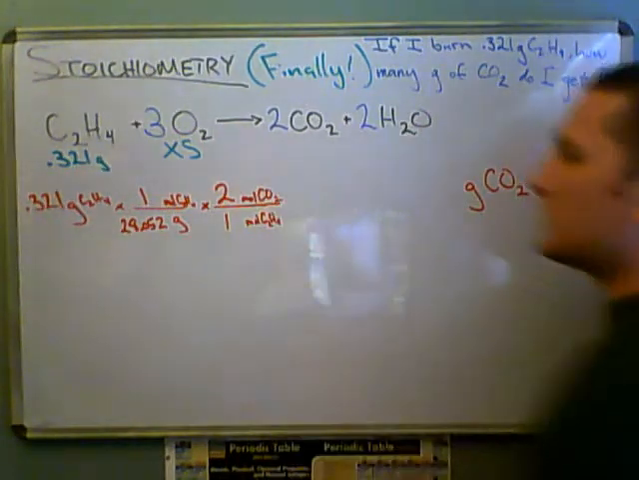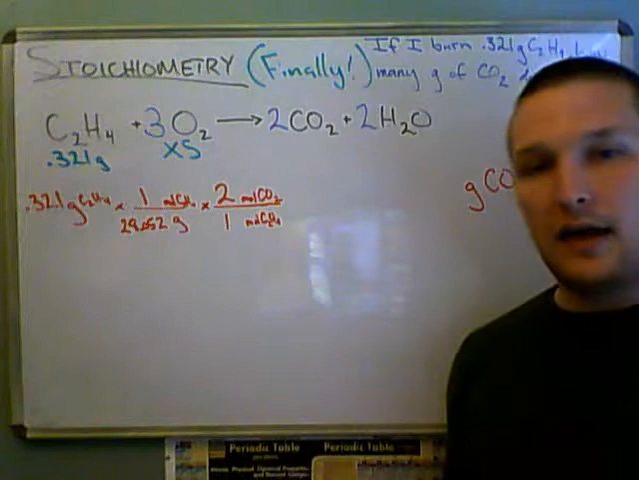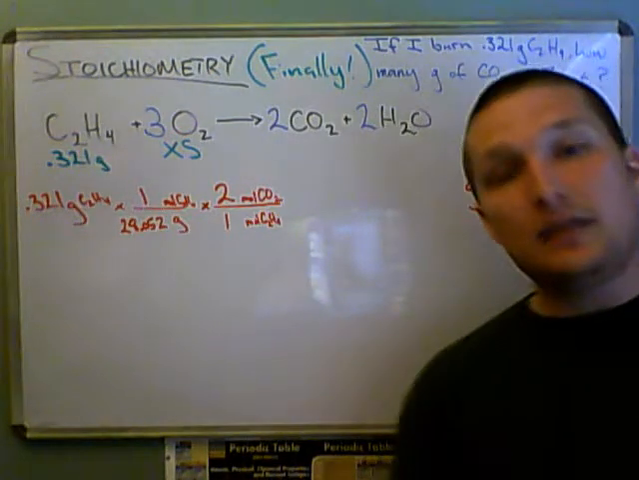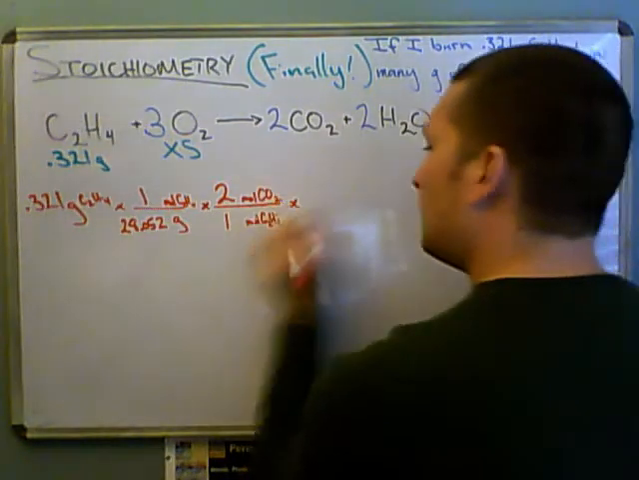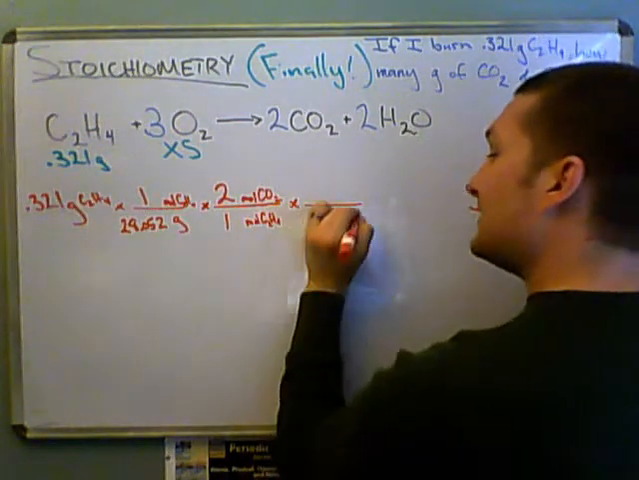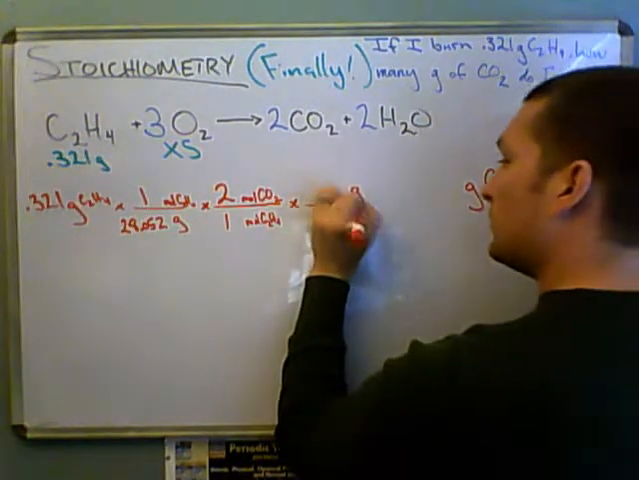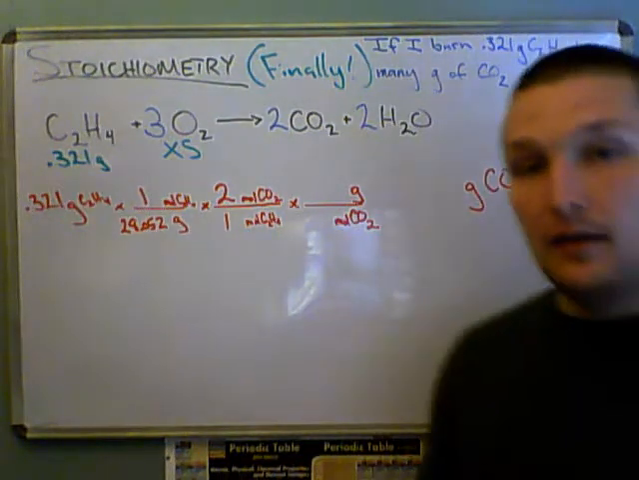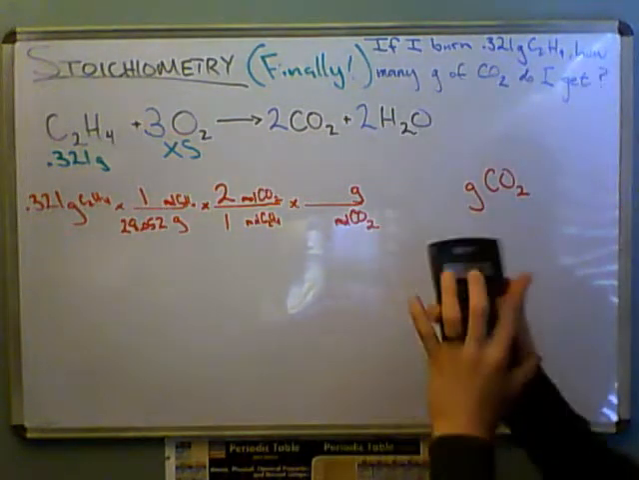So now we have moles of CO2, and we need to go to grams of CO2. And is there a way to do that? Well, yeah. Again, we need to get another conversion ratio. So I'm going to put what I don't want on the bottom, which is moles of CO2. And I'm going to get into what I want, which is grams. And how do we do that? Again, we use the periodic table. I'm going to go with the formula there.